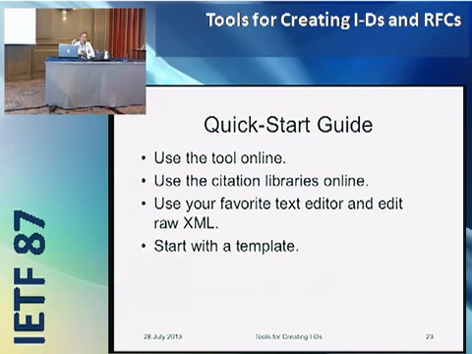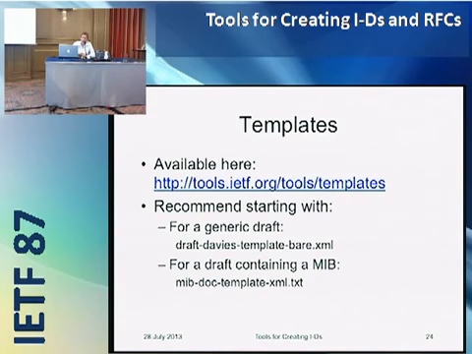So let's say you just want to get started and get that internet draft done as soon as possible. I'd recommend you use the tool online and use the citation libraries that are online, that you use your favorite text editor and you edit the raw XML, and that you start with a template. So a template could be the XML file of another internet draft, or it could be one of the empty templates that are available. They're all available on this page.